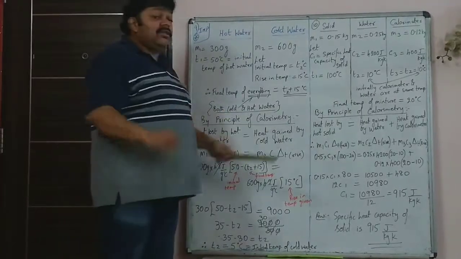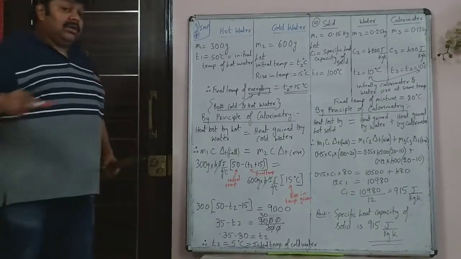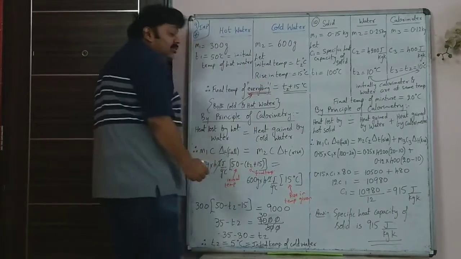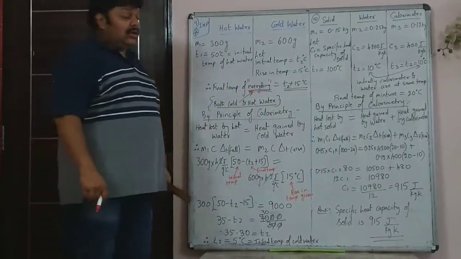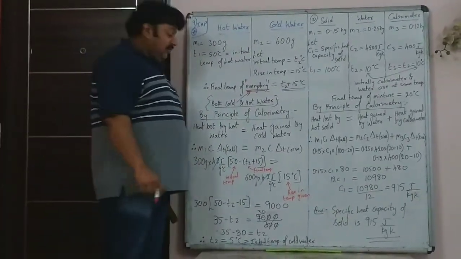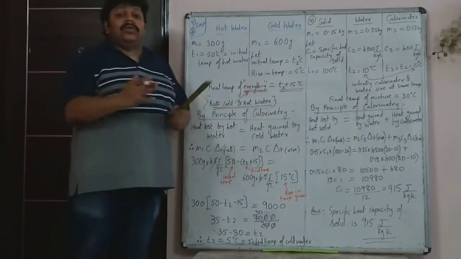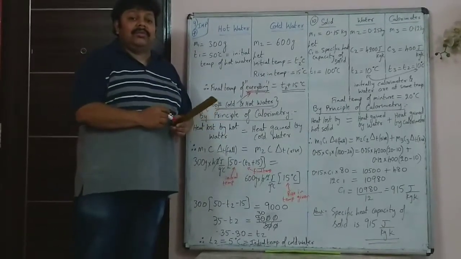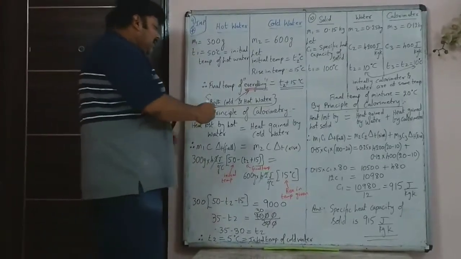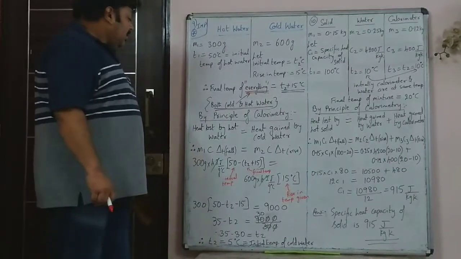So T2 plus 15 is the final temperature, but remember when you are talking about final temperature in this chapter, everything will have the same final temperature. That means both hot water and cold water will have T2 plus 15 as the same final temperature. That is the principle of calorimetry. Heat exchange happens till both the substances are at the same final temperature, or in other words there should be thermal equilibrium.